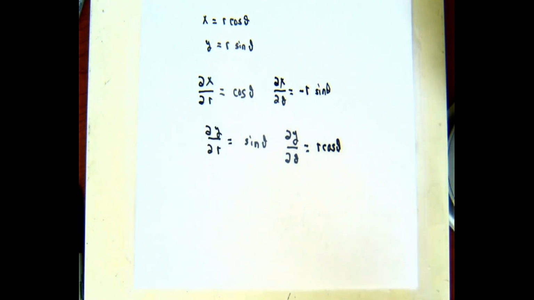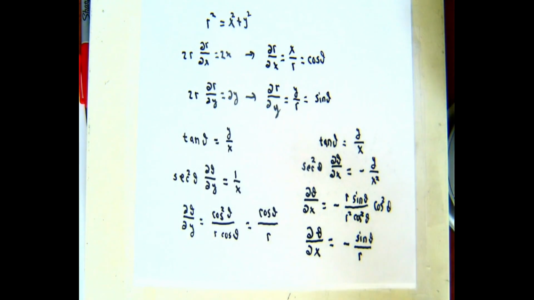In what follows, we're going to need to know some partial derivatives. In particular, I'm going to need to know the partial derivatives of the coordinates with respect to the other coordinates. Since x is r cosine theta and y is r sine theta, the partial derivatives of the Cartesian coordinates with respect to the polar are easy to figure out. The partial derivatives of r with respect to either x or y are easy enough to figure out. The partial derivatives of theta with respect to x and y are only a little bit more complicated to figure out, using the ordinary chain rule.